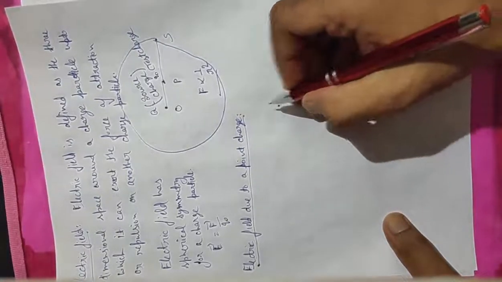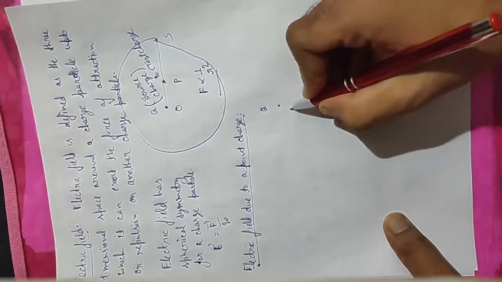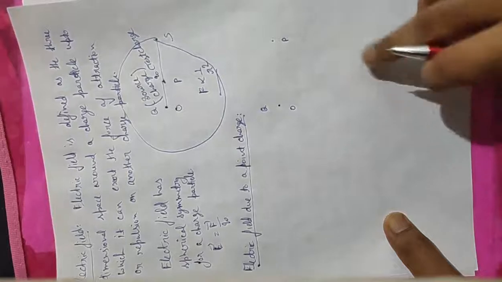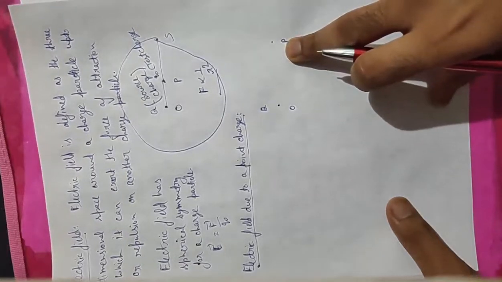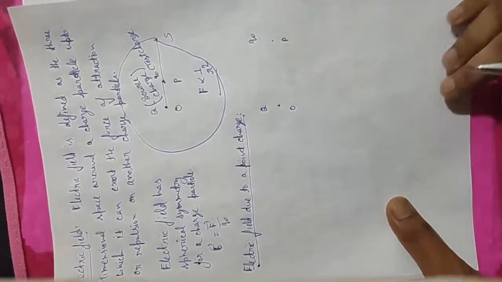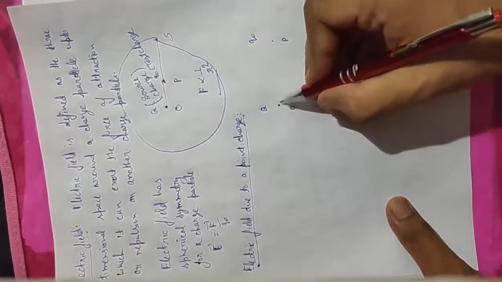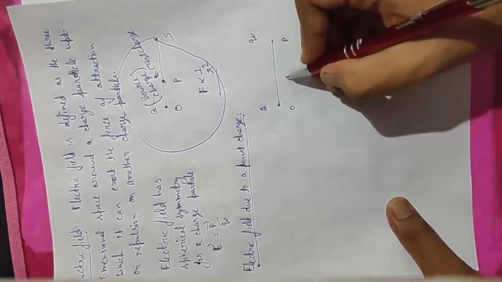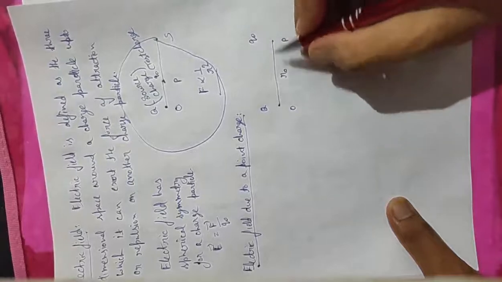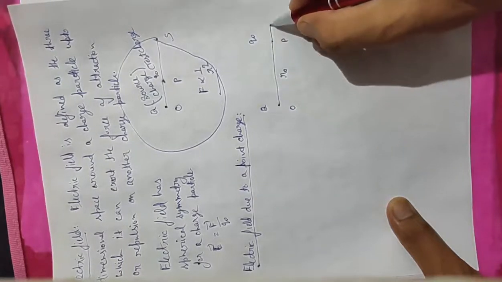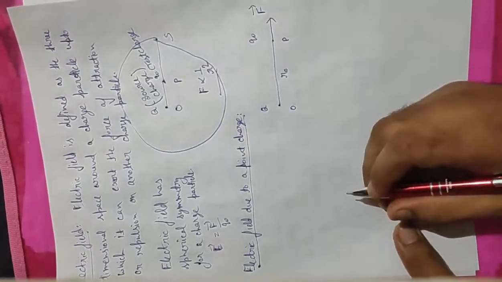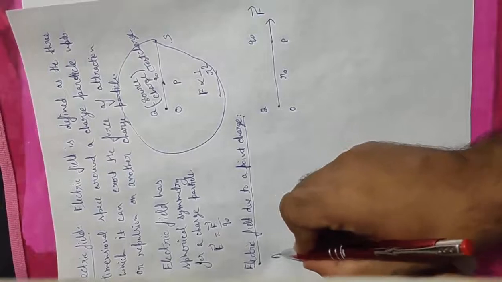Consider a source charge plus Q present at O. We have to calculate the electric field intensity at point P. So to observe the electric field intensity at point P, we take a small test charge Q naught placed at point P at a distance R naught. The two charges are of the same polarity, so the force will be repulsive, and it is represented along this direction. So what will be the force according to Coulomb's law?